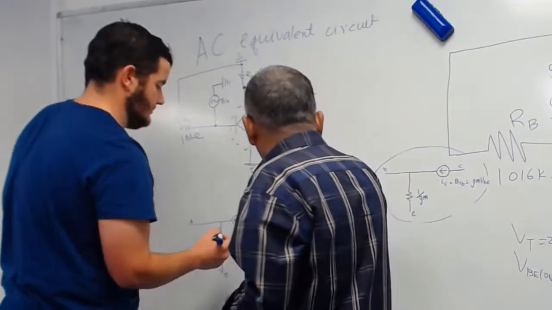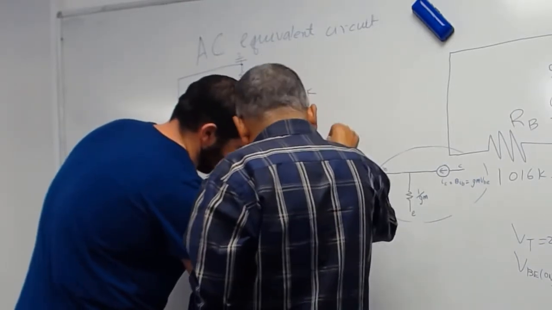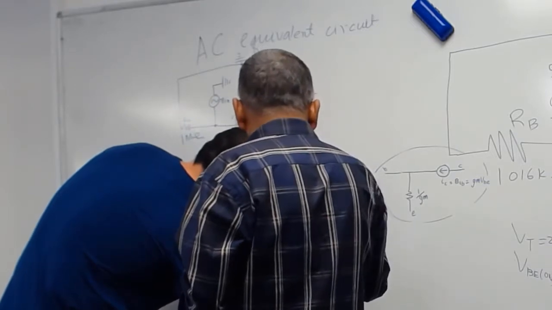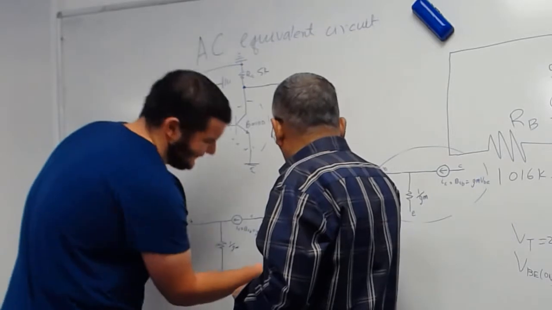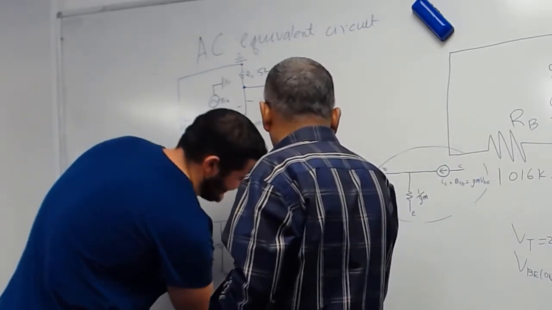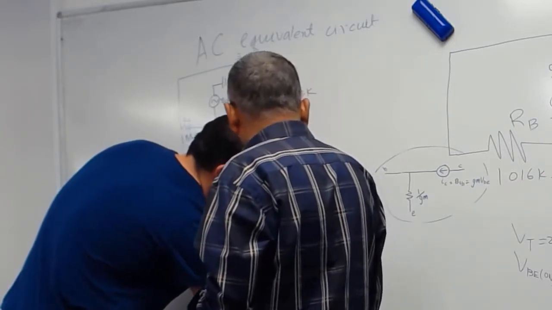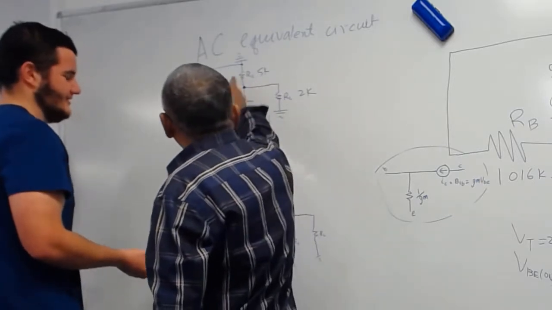So RC, you should make it distinct from RL, since an L looks the same. Give the L its edge and make the C rounded. It doesn't really matter, but it's for the convenience of the students. Put the C here first. Then you only have these two. This one you have to ground.